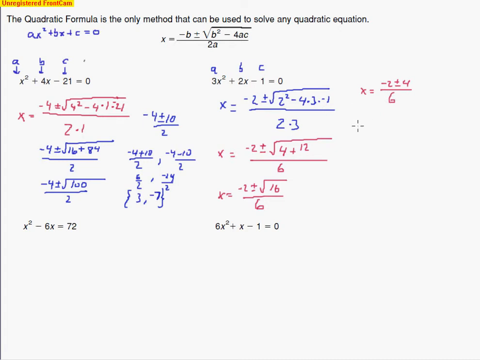And so we do some more work there, and we set up our two problems. X equals negative 2 plus 4 over 6. And then you see how we have that minus sign. We have another one. We also have negative 2 minus 4 over 6.